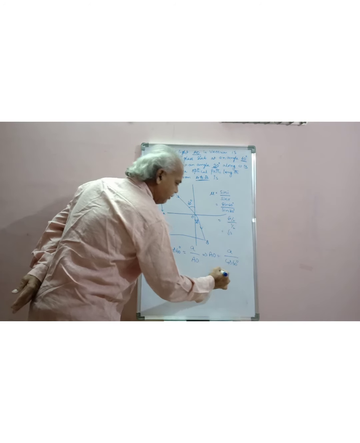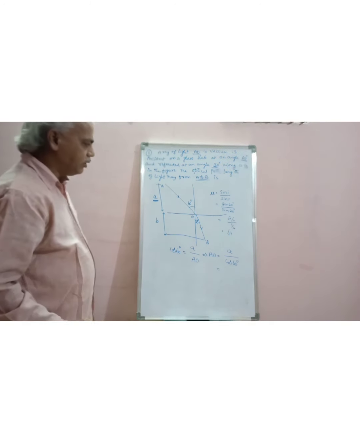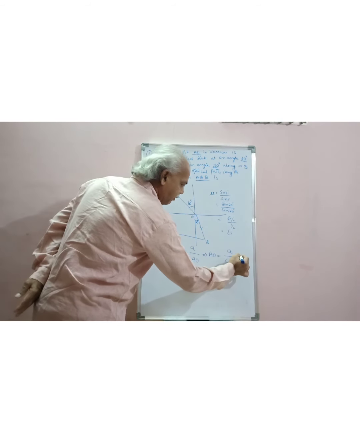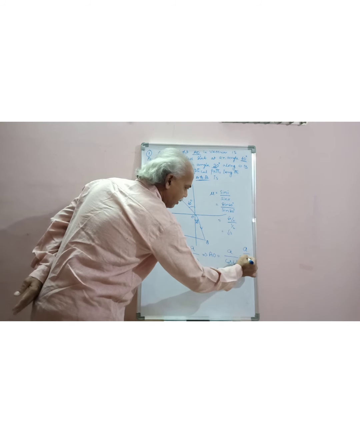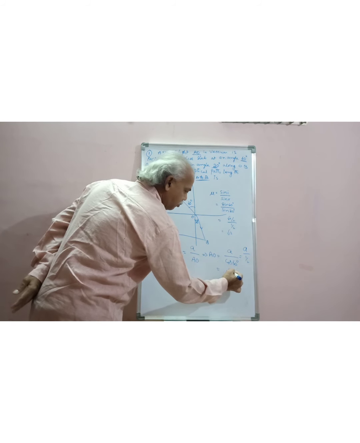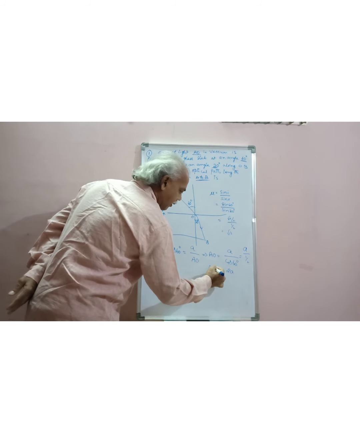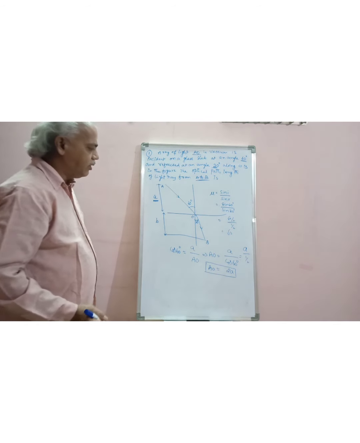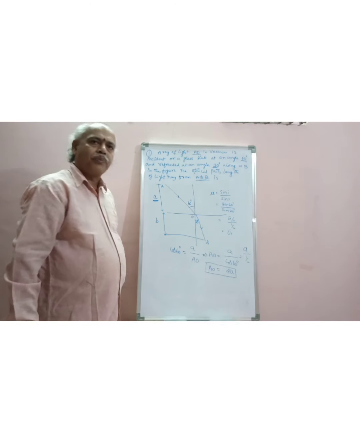What is cos 60 value? Already we know that, that is 1 by 2. So a by 1 by 2 is equal to 2a. The length OA value is 2a.